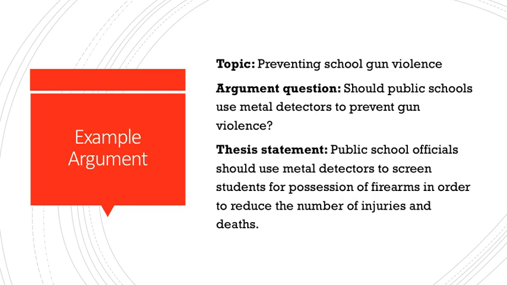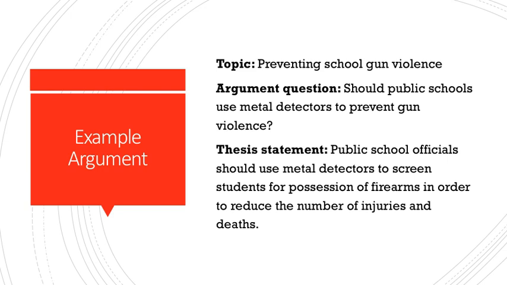All right, so we're going to look at an example argument here pretty quickly. So we have a topic, preventing school gun violence. Sometimes it helps to frame the argument as a question so that when you are putting together thesis statements or topic sentences, you're answering the argument question. So if you phrase it as a question, you've got two options. Should public schools use metal detectors to prevent gun violence? Yes or no. Those are the two main sides that you can pick.